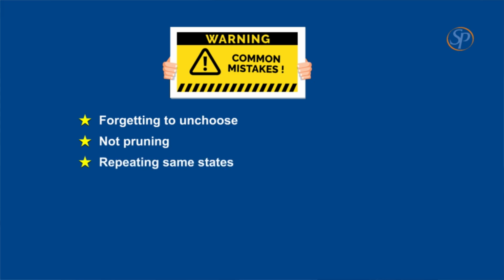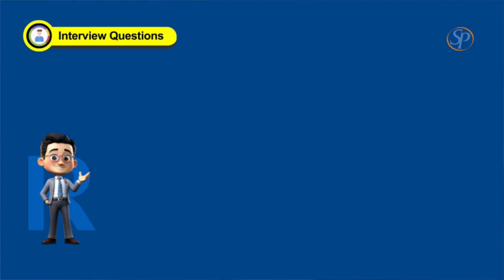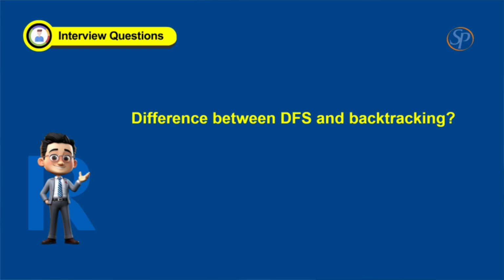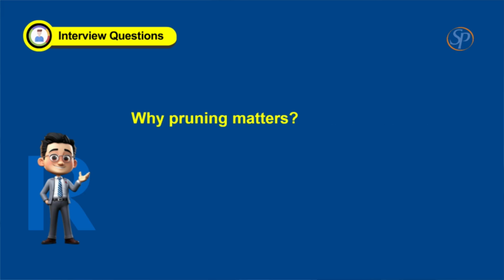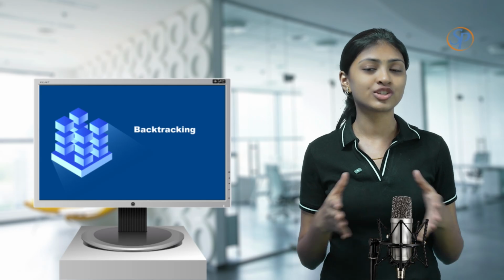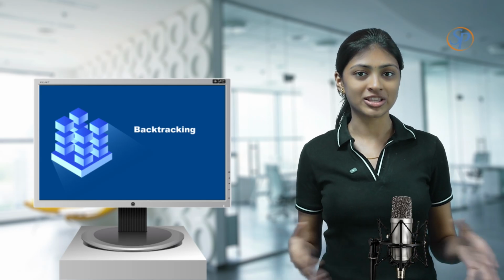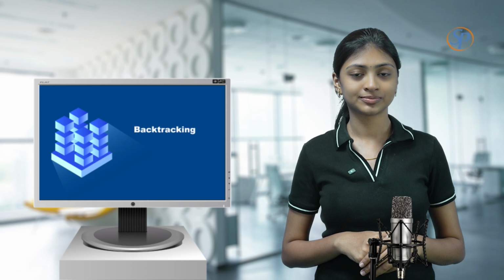Interview questions. What is backtracking? Difference between DFS and backtracking. Why pruning matters? Now think. For 1, 2, how many subsets? Build this tree mentally. Answer this in the comment section and I'll help you improve it.